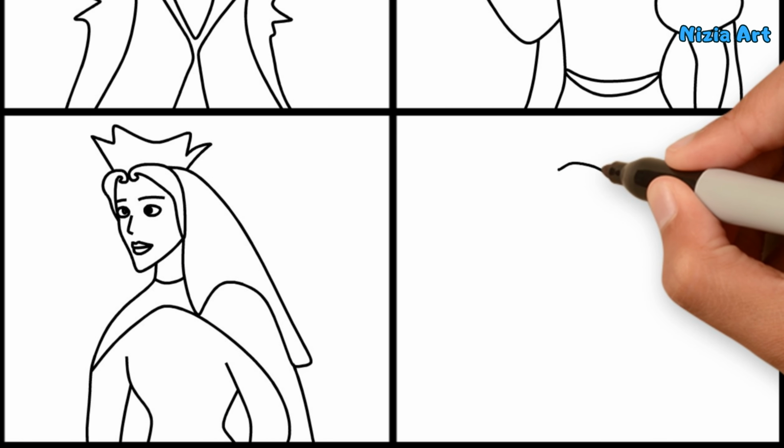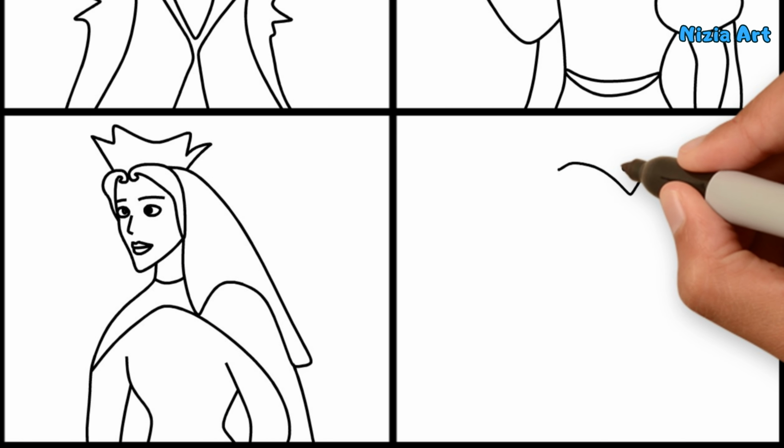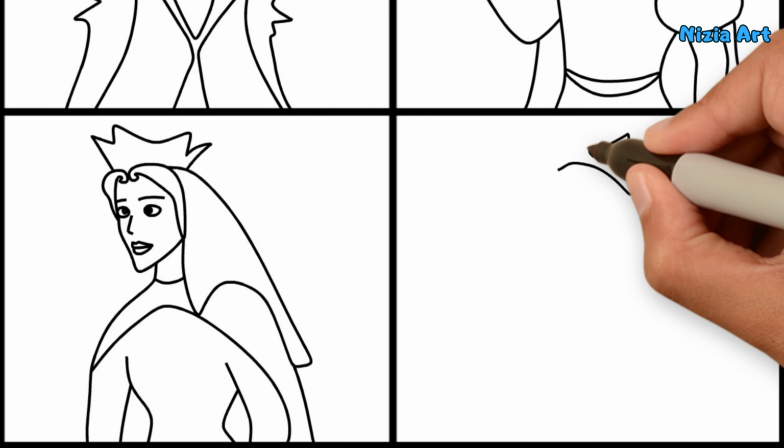Lastly, I'm drawing King Stefan. King Stefan is Aurora's father and Queen Leah's husband.